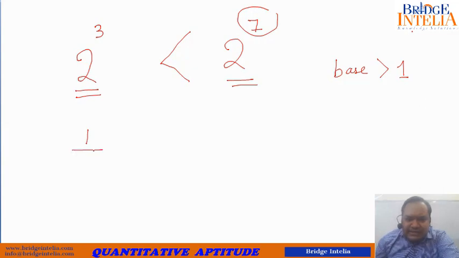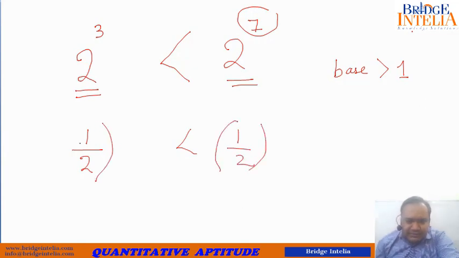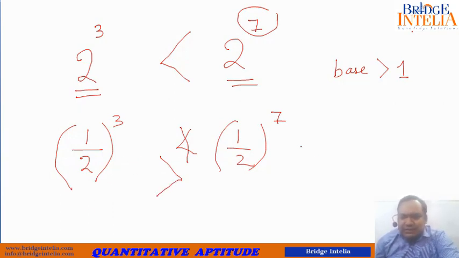Similarly, had the base been less than 1, for example, let's suppose this would have been the case, then the situation would have got reversed. So this would no more be true and the sign would have got reversed, because you know that if a number n lies between 0 and 1, that means it is a kind of fraction. So the lesser the power, the higher the entire expression. So this is the concept.